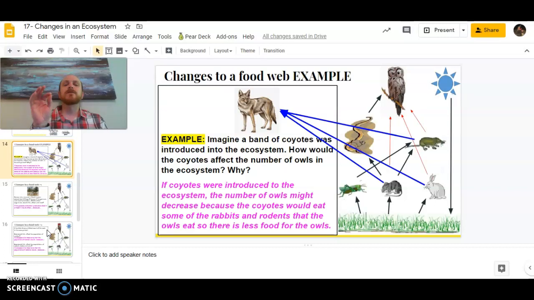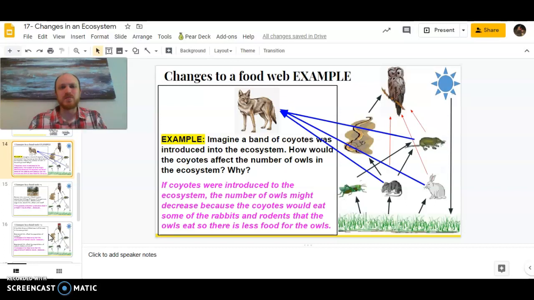Imagine a band of coyotes was introduced into the ecosystem. How would the coyotes affect the number of owls in the ecosystem, and why? Now, coyotes don't eat owls. Owls live up in trees. Coyotes live down on the ground. I don't think that there are a lot of coyotes catching owls. That doesn't seem likely, but they can affect the owls.